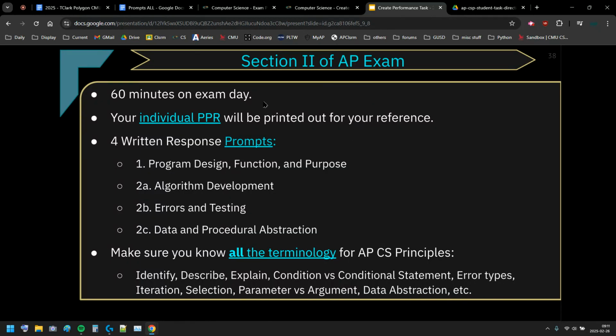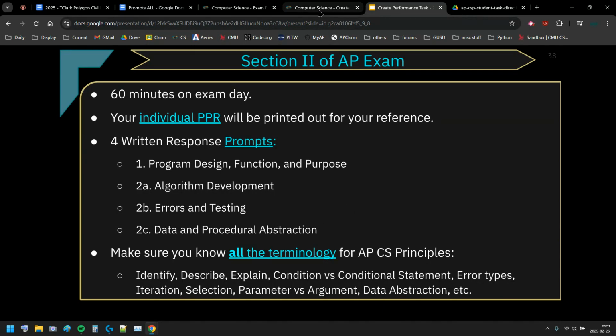You're given 60 minutes after the multiple choice. You were given your PPR, it'll be printed out for you, and you have to answer 4 prompts. The first one's based on program design, function, and purpose. Second one's about algorithm development. Third one's errors and testing. And the fourth one is data and procedural abstraction stuff.